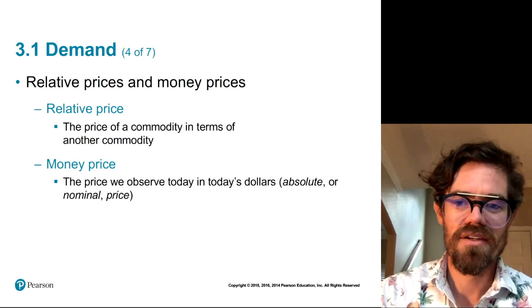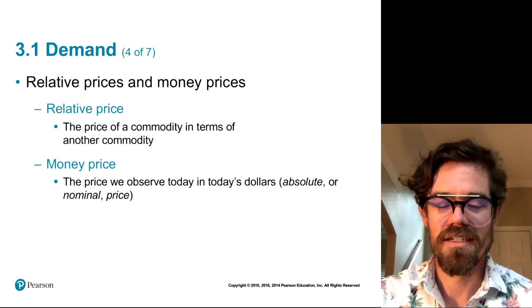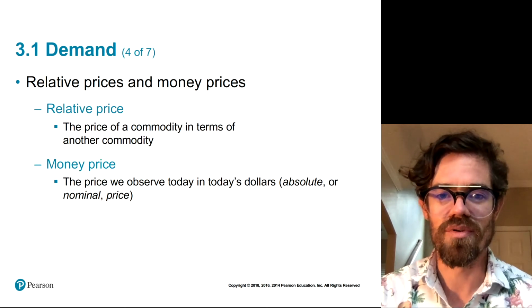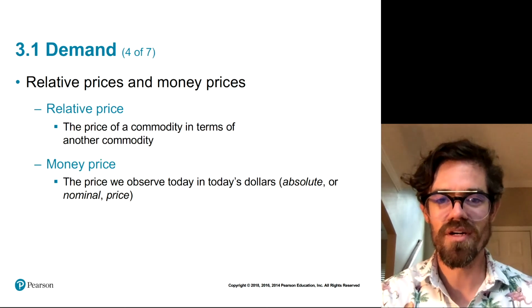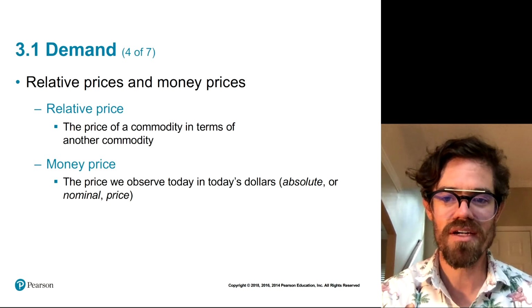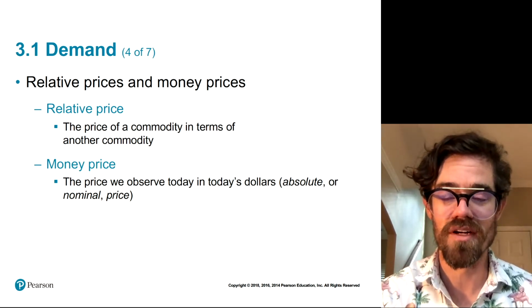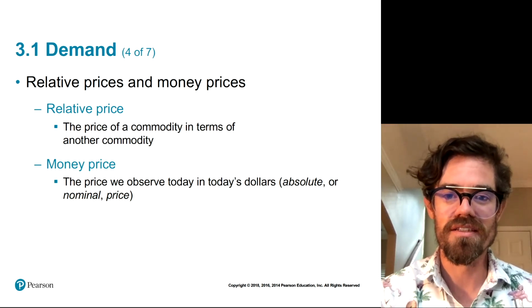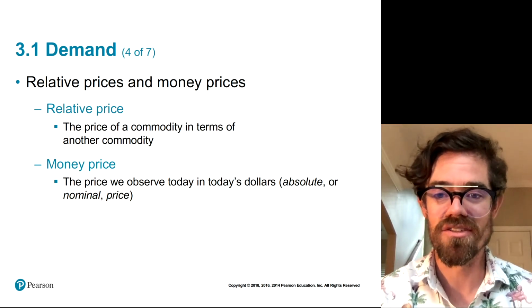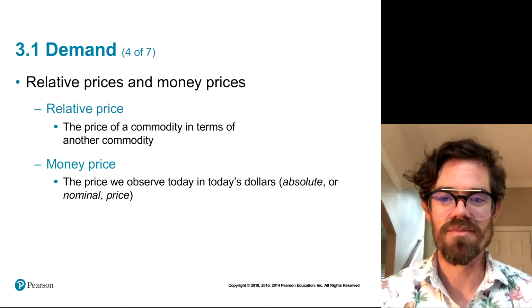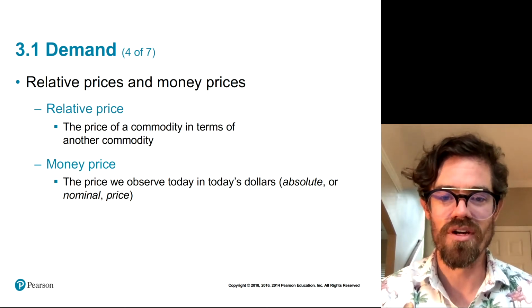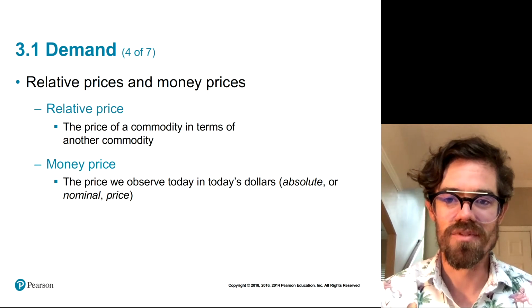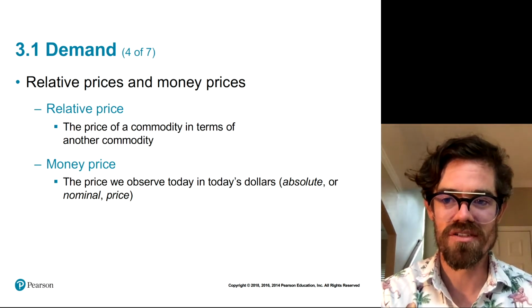All right, so another important aspect here is this concept of two different types of prices. There's relative prices and money prices. Money prices we're very familiar with, right? Those are the normal types of prices we see in everyday life, prices that are quoted in today's dollars. Sometimes this is also called the absolute or nominal price. So these are normal prices, money prices.